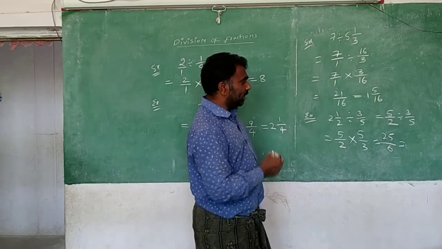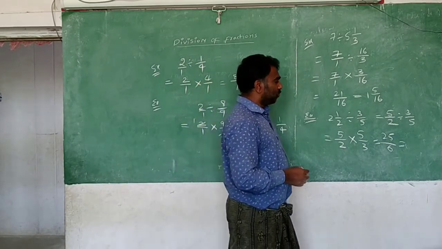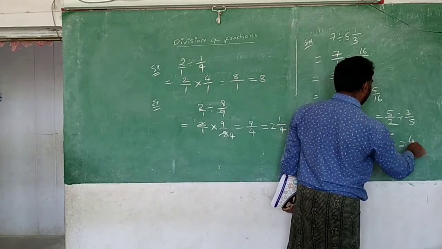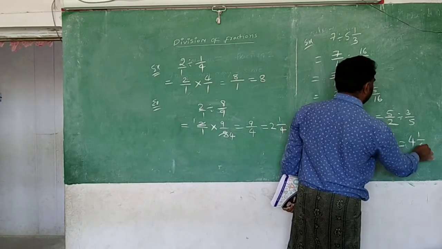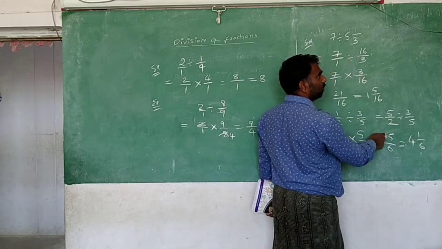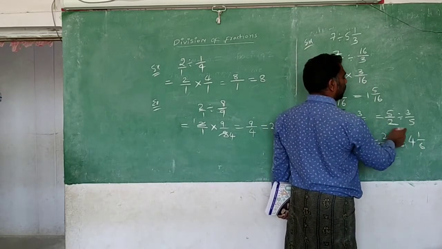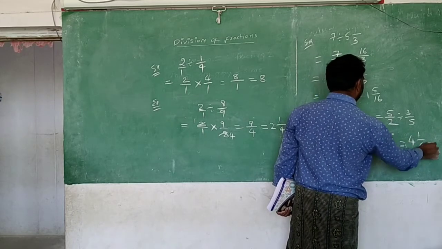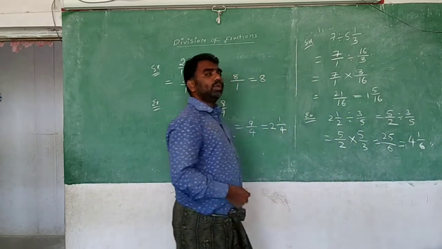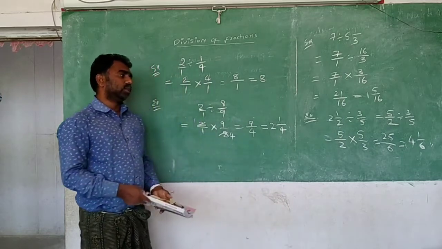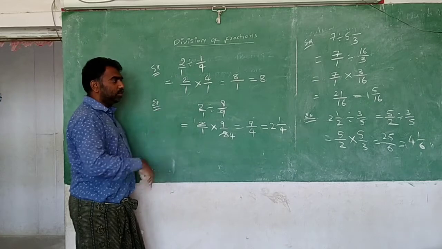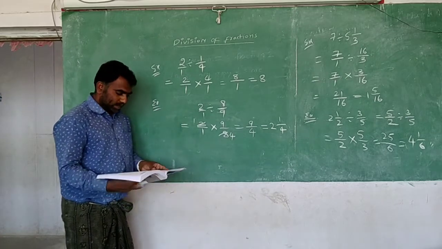And I am finding it is an improper fraction. So we will convert into mixed. 6 4s are 24 and 1 left. Out of 25, 24 completed. Just 1 left here, 1 by 6. 4 1 by 6. So like this you can do the divisions. So pause the video for some time and write all these examples in your notebook, and then you need to do the work which is in the page numbers.